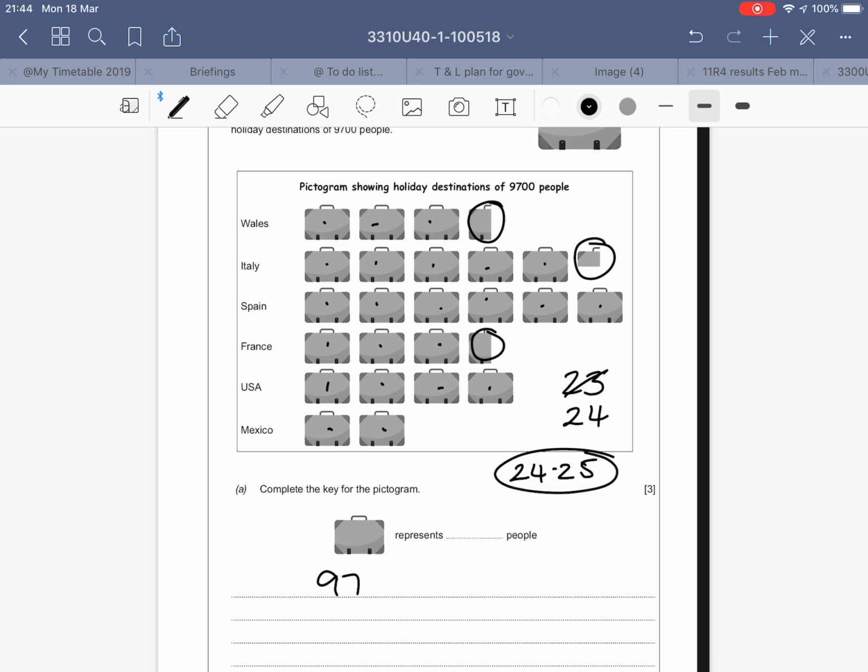So if I take that 9,700 people and I share it between all of the cases, this is going to tell me that we have 400 people per case. 400 people in every one of these cases as you're looking at the diagram.